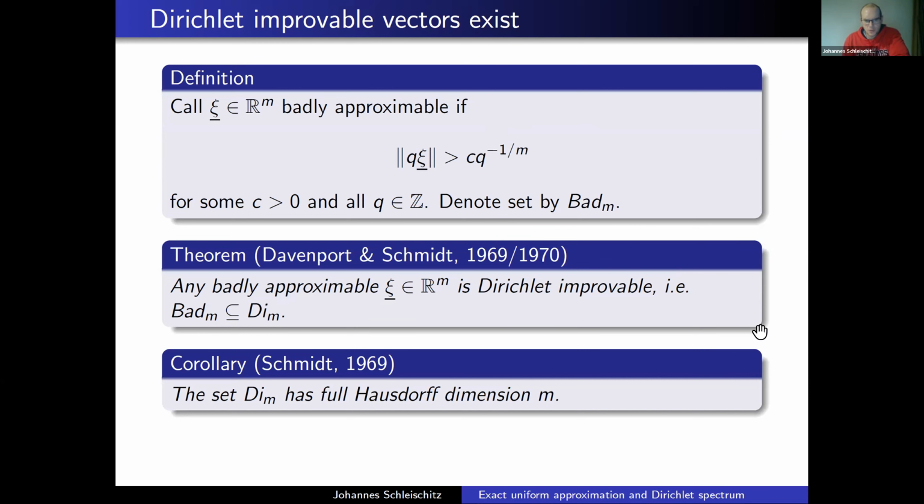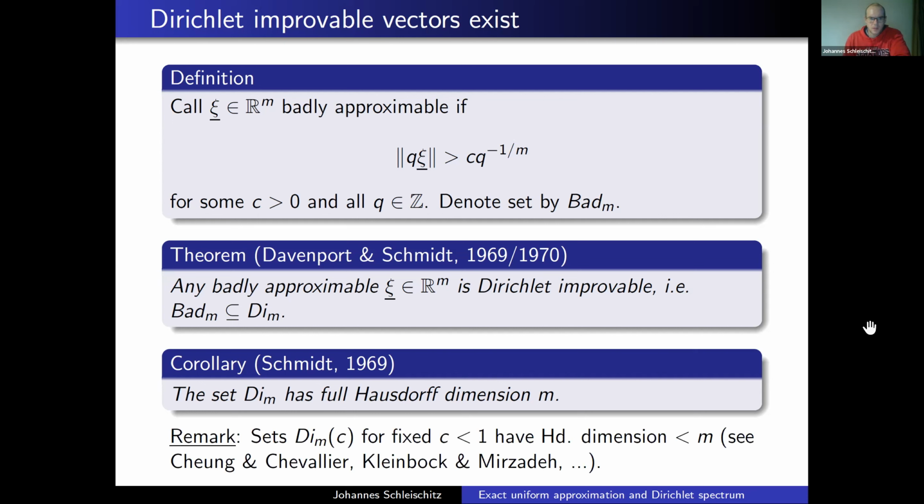Okay, it has measure 0 still, but full dimension. This kind of thing occurs often in Diophantine approximation, to have such sets. And as a remark, if I restrict to a fixed set DIM of C, for some fixed C smaller than 1, then the Hausdorff dimension is not quite M, but this dimension grows to M when C goes to 1. So I gave 2 references. Maybe there are more that I should give, but Jung, Chevalier, Kleinbock, Mirzadeh.